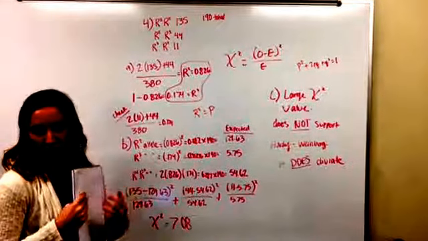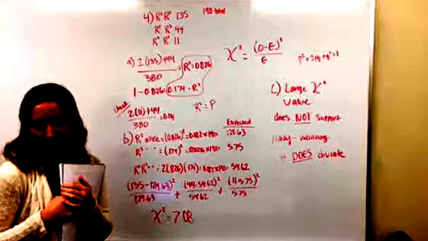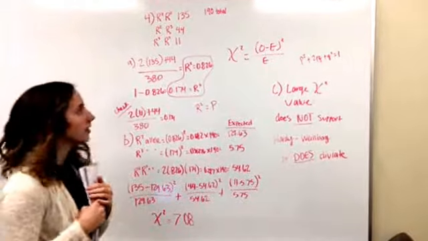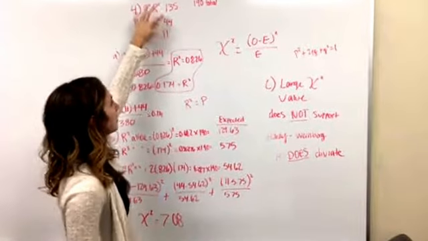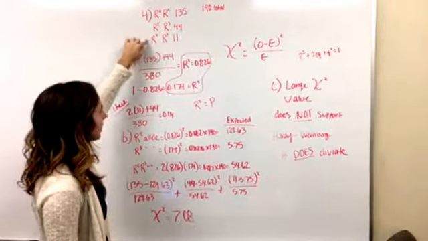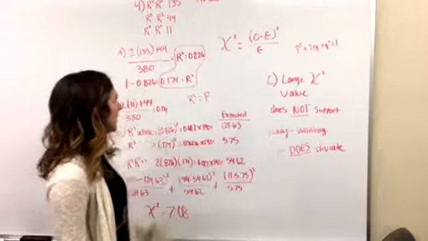So for number 4, it's talking about 3 different genotypes, and these are the observed genotypes that they found. So you have R2R2, R2R3, and then R3R3. And so the total number was 190.